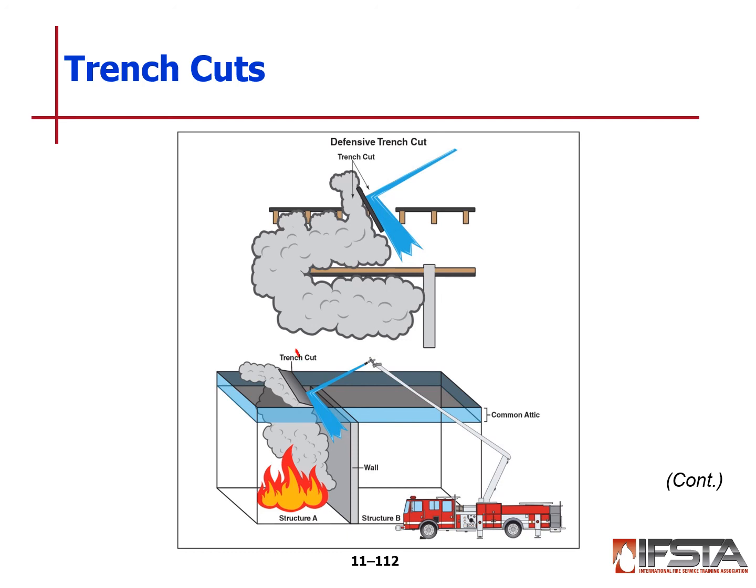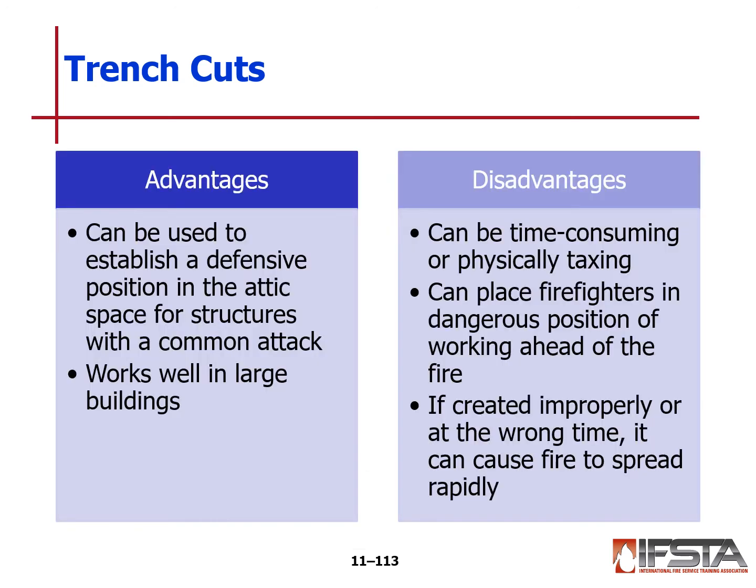So width of the building between load-bearing walls, at least 4 feet wide, and we want to remove the material below it. Advantages of the trench cut: it can be used to establish a defensive position in the attic space for structures with a common attic. Works well in large buildings. Some disadvantages: it can be time consuming and physically taxing to achieve. It can place firefighters in the dangerous position of working ahead of the fire. If created improperly or at the wrong time, it can cause rapid fire growth and spread.